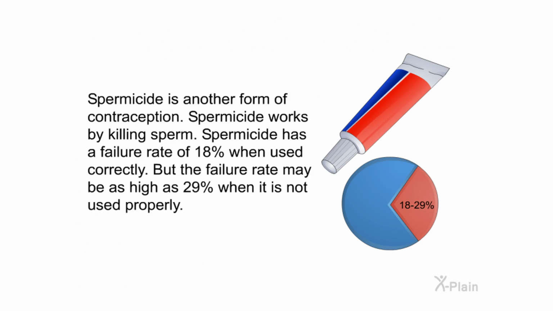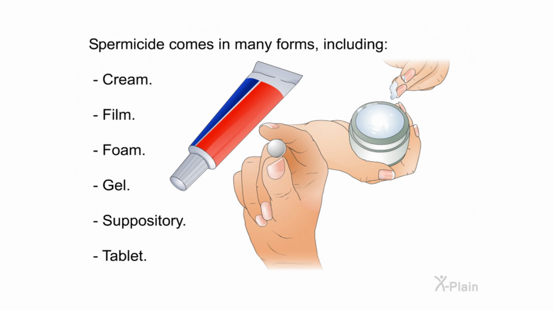Spermicide is another form of contraception. Spermicide works by killing sperm. Spermicide has a failure rate of 18% when used correctly, but the failure rate may be as high as 29% when it is not used properly. Spermicide comes in many forms, including cream, film, foam, gel, suppository, tablet.